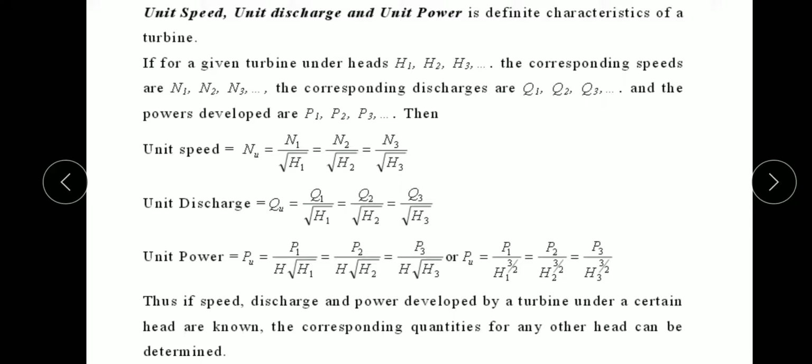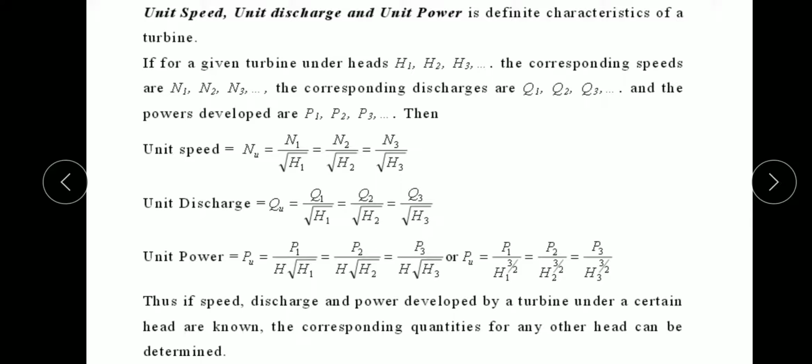If for a given turbine under heads H1, H2, H3, the corresponding speeds are N1, N2, N3, the corresponding discharges are Q1, Q2, Q3 and the powers developed are P1, P2, P3, then here they are comparing three turbines. They have taken three turbines and they are comparing the unit quantities between those three. First one, unit speed, Nu is equal to N1 by square root of H1. That is the unit quantity of turbine number 1. N2 by square root of H2 is the unit quantity of turbine 2. N3 by square root of H3 is the unit quantity of turbine 3.